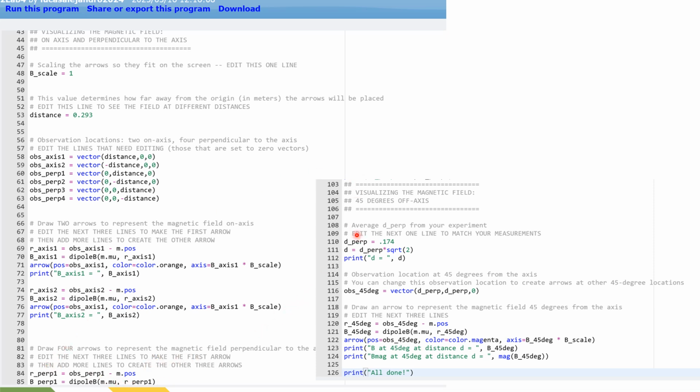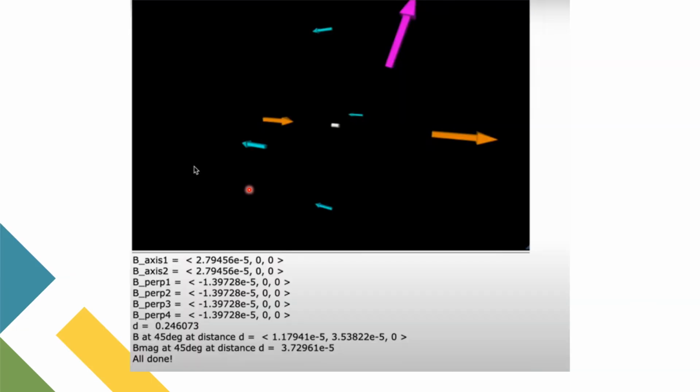And then for the 45-degree angle, we have d perp equal to 1.74. It's calculated as in the last slide, and then d equals d perp times square root 2. Then here we printed out the B and the B mag. The results of this are that B is a pretty small number, and B mag is also a small number. These are the distances at which those are found.